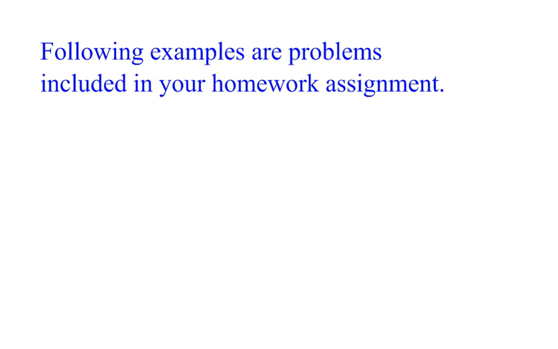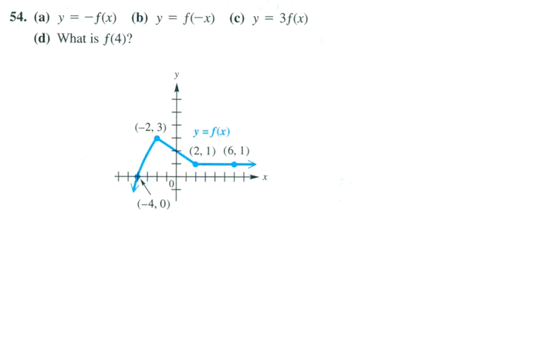The next problems we're going to look at are actually problems included in your homework assignments. So as you write these down, you can include them in today's assignment. The first one we're taking straight out of the book is number 54. And you can see they give us this graph, and we've got parts A, B, C, and D. So if I was doing this in my textbook, I'm not going to have that graph there. So I'm not going to write right on the graph.